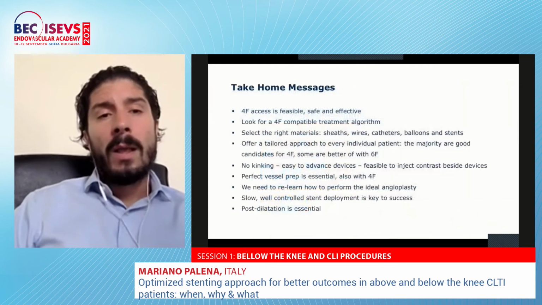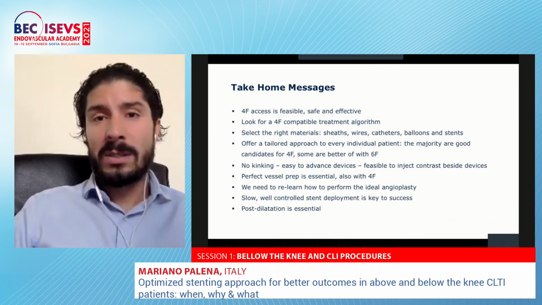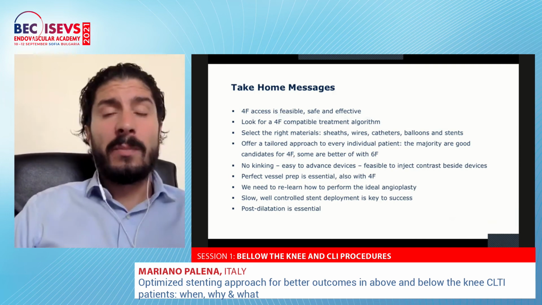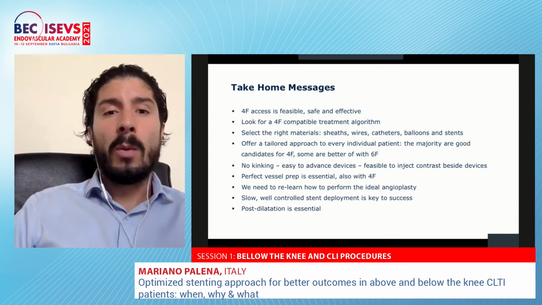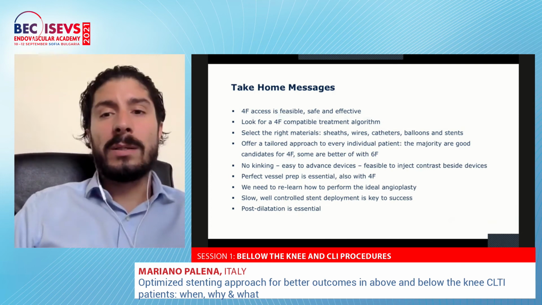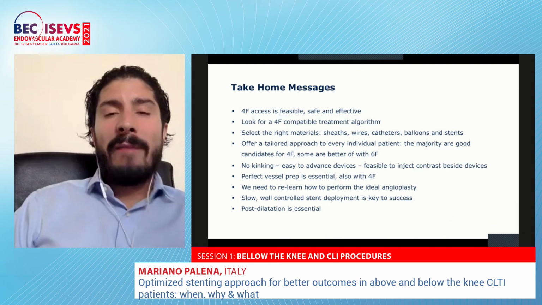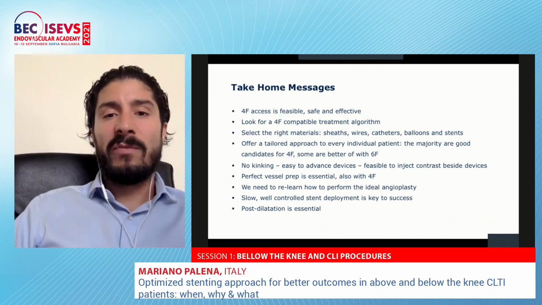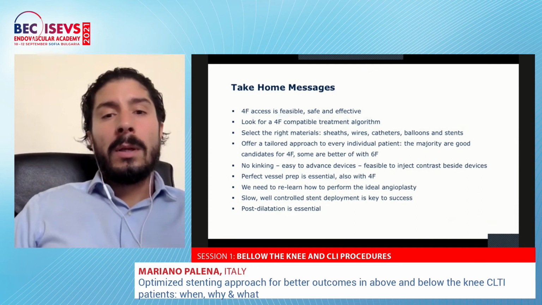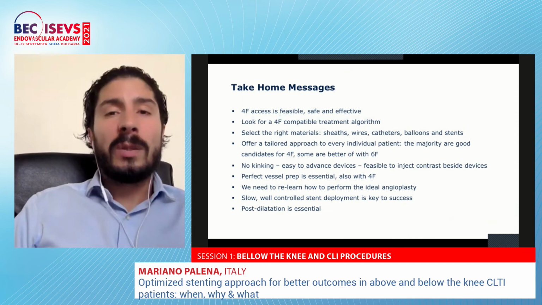So the take-home message: the full French access is feasible, safe, and effective, and allows us to do it even from some extreme places or extreme access like this anterior tibial. So having full French compatible devices is something interesting and allows us to think about treatment algorithms compatible with full French, selecting the right materials, as we have been discussing right now: the sheath, the guide wires, catheter, balloons, and stent. It offers a tailored approach to every individual patient, because even if you have a plan, you may need to change it during the procedure, and with full French compatible devices, you can go clearly fast without many problems. And well, about the Pulsar T3, very precise, no kinking, easy to use, compatible full French.